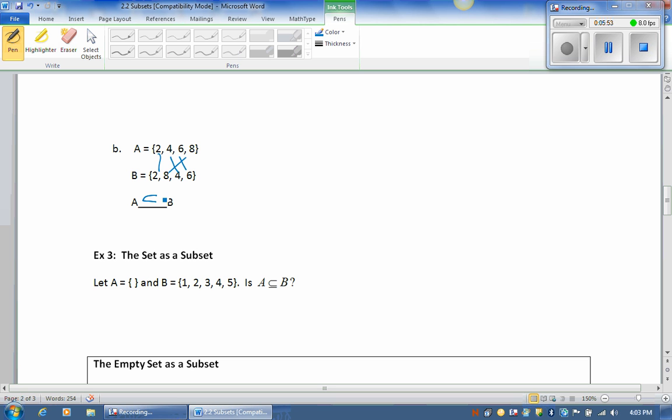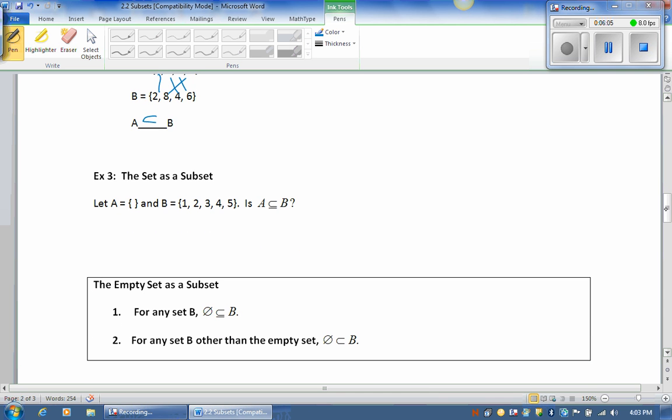All right, so let's talk about the empty set as a subset. We're going to let A be the empty set, and we're going to let B be the set 1, 2, 3, 4, 5. Is A a subset of B? All right, so A can't be a subset of B. If there's at least one element in set A that's not in set B, then it doesn't work for us, okay? This doesn't contain any elements, so there's no subset to be found.